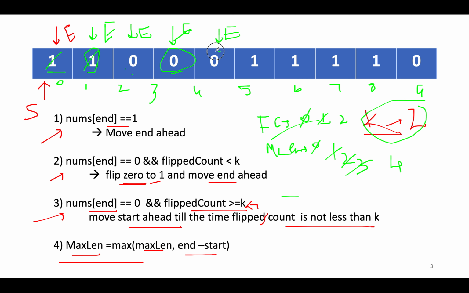The current element that we have at the end index is 0, and the flipped count is 2. 2 is not less than 2. This condition is not met. There is no scope for more toggling or inversion of 0. So what we have to do, we'll have to move the start pointer ahead till the time the flip count is not less than k.